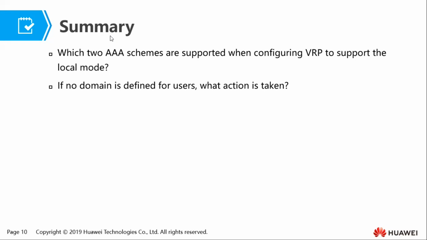Which two AAA schemes are supported when configuring VRP? It's the authentication and the authorization. Yes, the accounting one will require the Huawei server, the RADIUS one. Okay, thank you. Either the RADIUS that uses either of the protocols, eh? Thank you so much, Lynn.